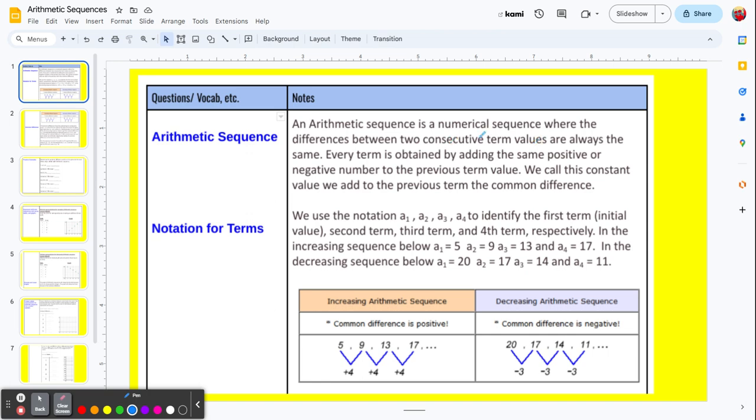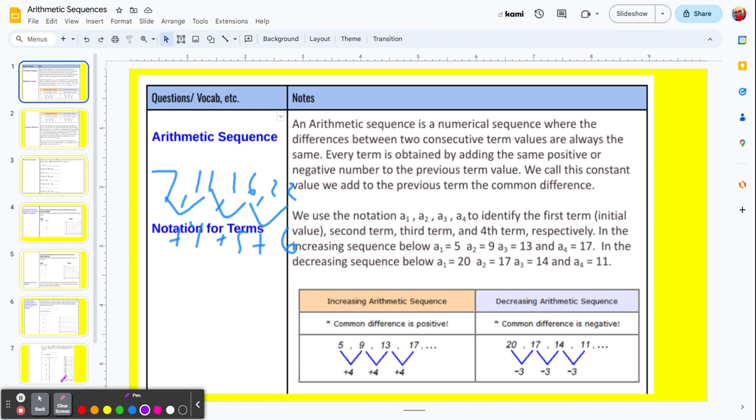So an example of just a numeric sequence that would not be arithmetic would be something like this. Let's say you had 7, 11, 16, 22, right? Well, what's going on here? 7 plus 4 would get you 11, right? But now, 11 plus 5 gets you 16. 16 plus 6 gets you 22. That is a numerical sequence, but it is not an arithmetic sequence.